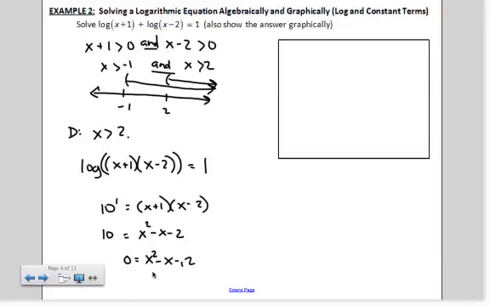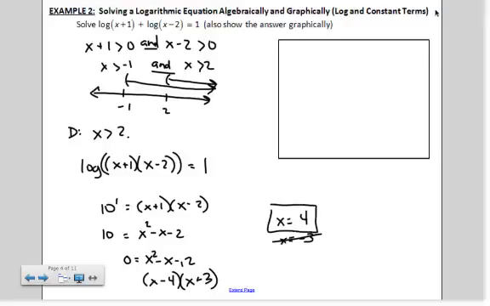Okay, now if you look at that, we factor that very easily. X minus 4, x plus 3. And you can see that the solutions to that would be x equals 4 or x equals negative 3, but x equals negative 3 is not in the domain. So that is not a solution. So our answer is x is equal to 4.